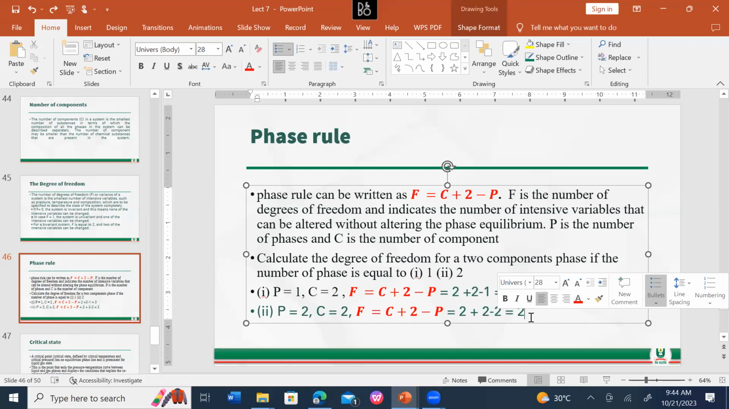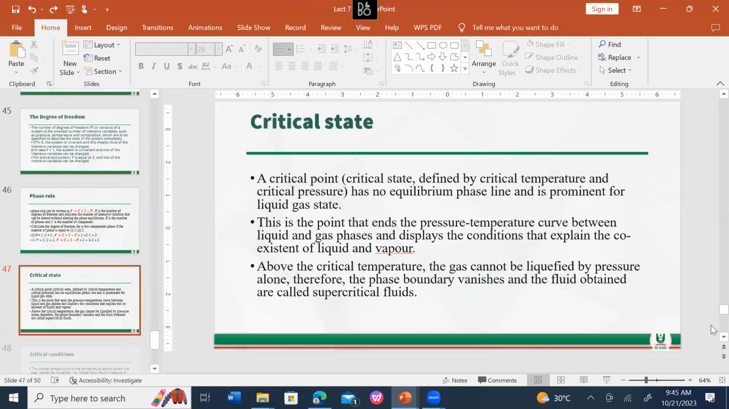Now, if I ask you to calculate the degree of freedom for water at the triple point, what will be your answer? Certainly, the degree of freedom will be 0, but how do you calculate that? There's one component, that means C is 1. And there are 3 phases. That means P will be 3. So when you say 1 plus 2, that's 3. 3 minus 3 is 0. So you cannot alter any parameter at the triple point.